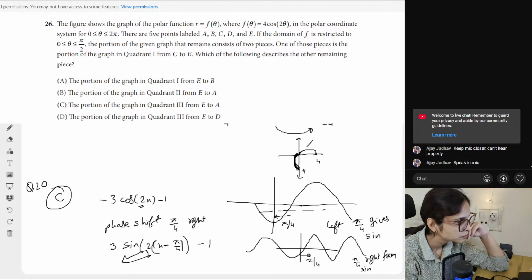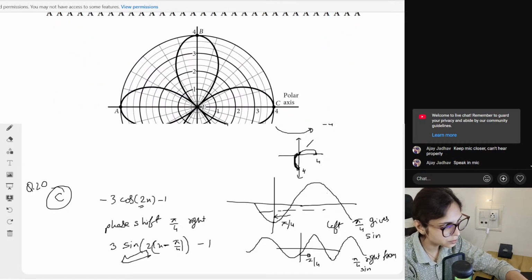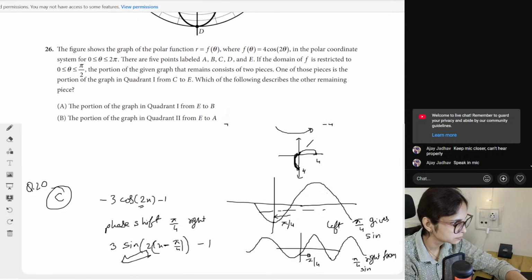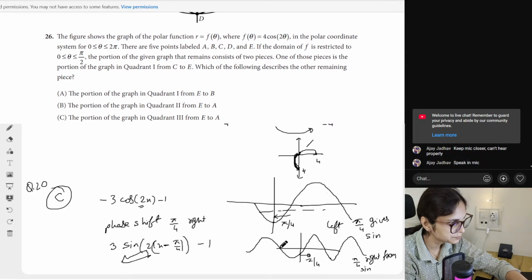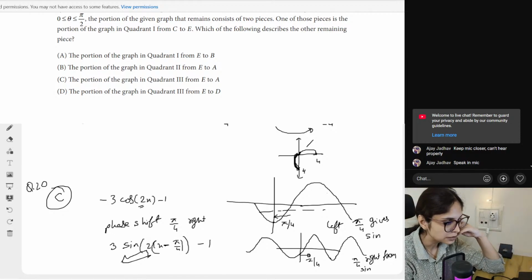Okay. So now if you look at the options, it is from E to D in the third quadrant. So the answer is option D. It is option D, from E to D. That's about it for the no calculator section. Now I will be starting with the calculator section questions.